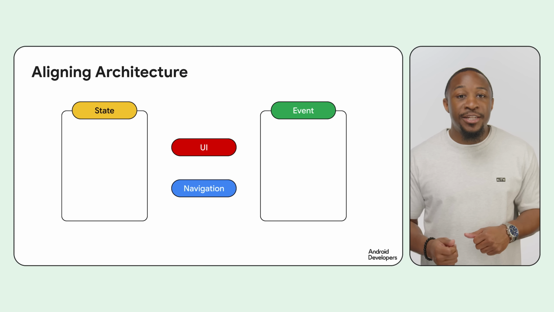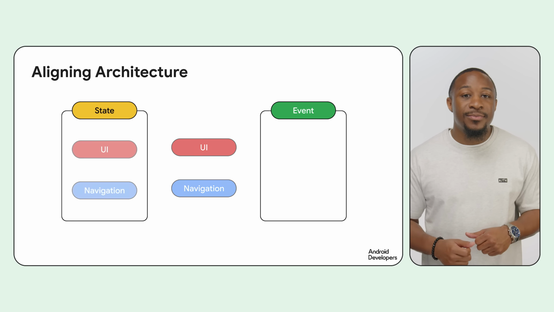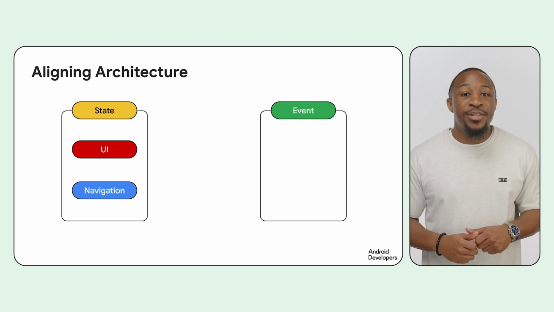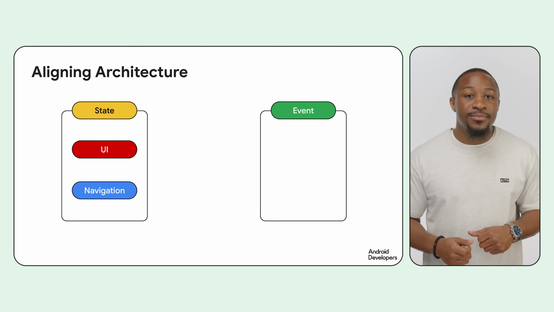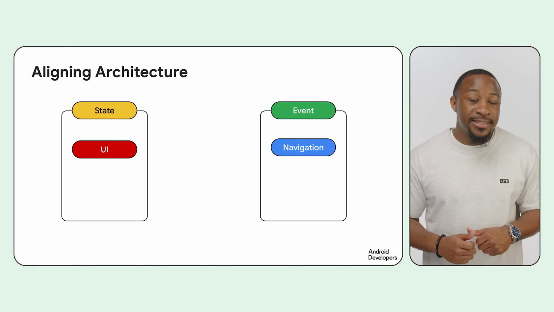While your navigation and your UI component should not interact directly, they should be aligned in architecture. A state-based UI should try to use a state-based navigation solution. When you attempt to mix state-based systems with event-based navigation, you end up with some interesting scenarios.